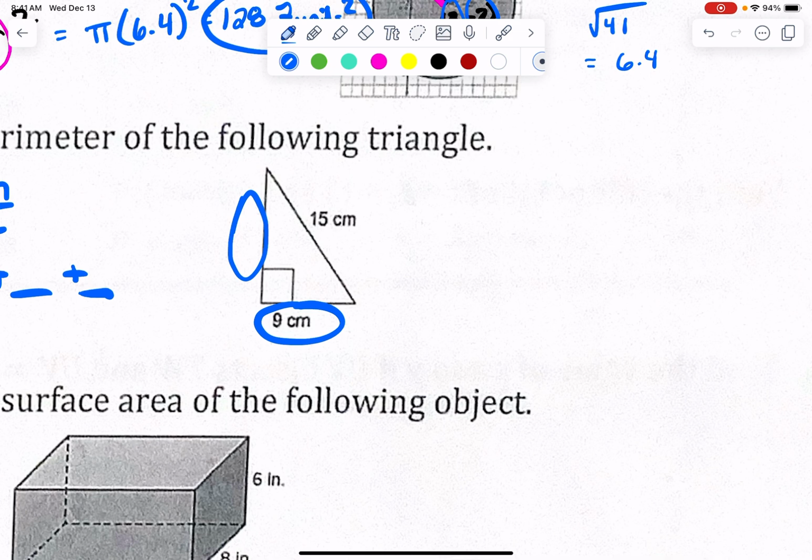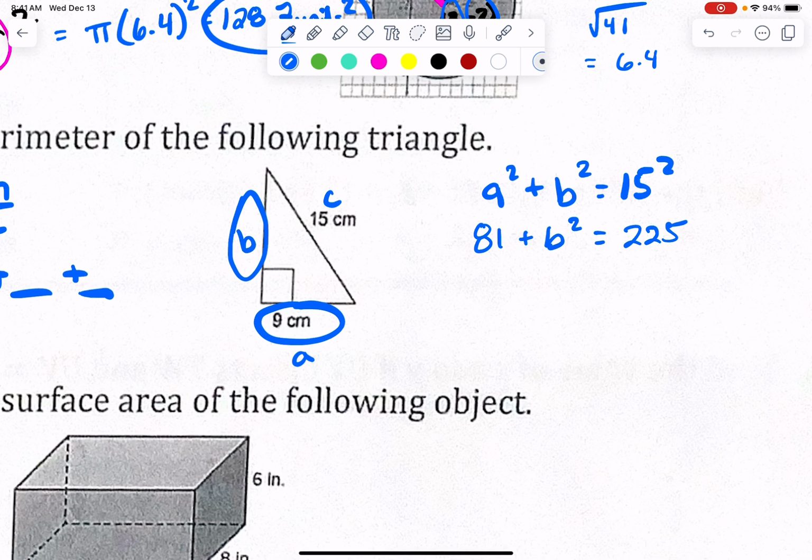I need to know the height, and it's a right triangle, so what I can do is the Pythagorean theorem. Let's call this side B, and this hypotenuse has to be C, so this is A. 9 squared plus b squared equals 15 squared. Okay, 9 squared is 81. 225 is what 15 squared is. If I subtract 81, I think this comes out nicely. B squared equals 225 minus 81 is, I can't think right now, 144.